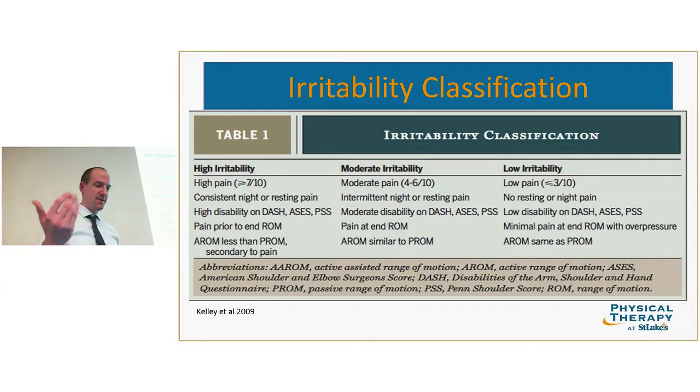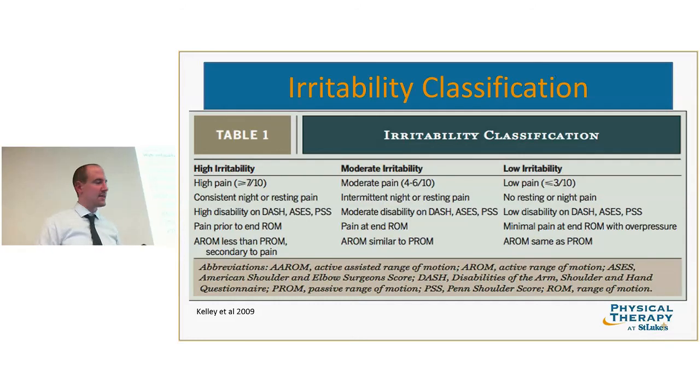So if they have 3 in high and 2 in moderate, you're going to then classify them in the high category of pain. This is helpful because I think it is something that is fairly easy to classify. There's not a whole lot of gray area between the two.